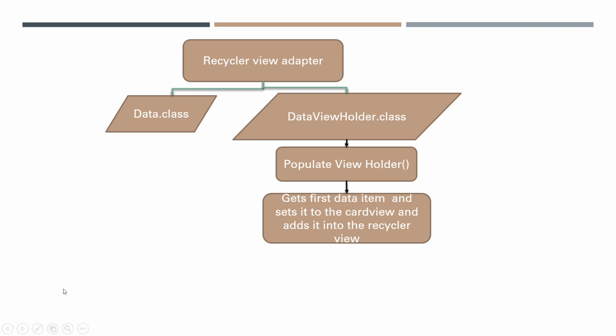So in this, it gets the first data item, it sets it to the card view, and then it adds it into the recycler view. It by default holds an incremental value, and then it will increment the incremental value by 1.